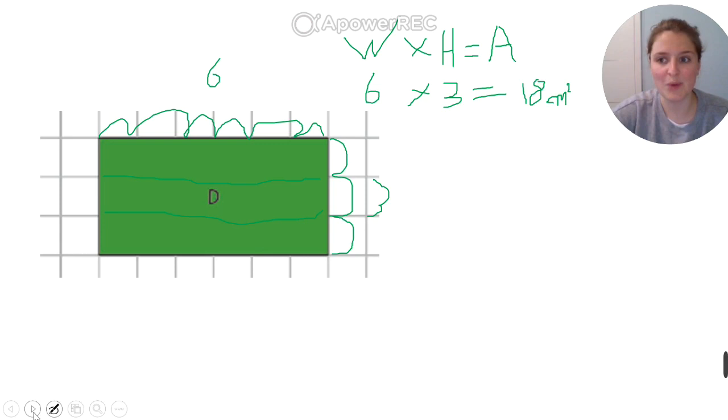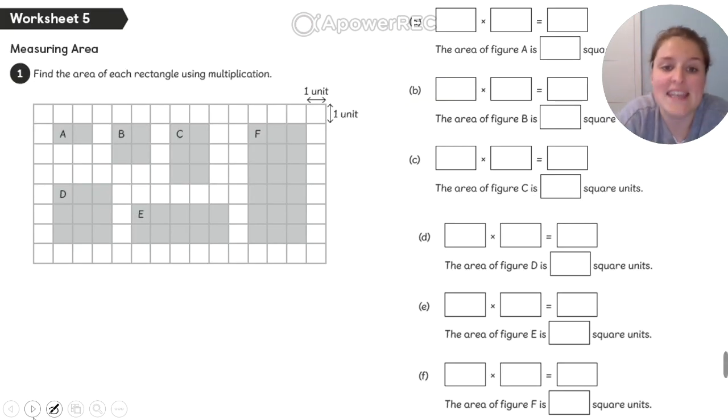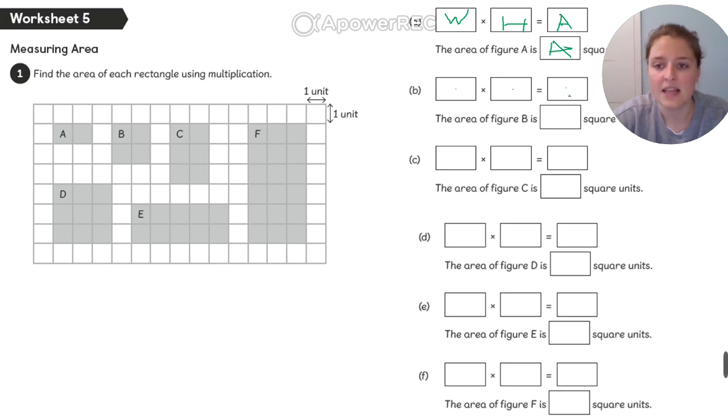Okay, next one. So now you have got some shapes here to have a go yourself. So pause the video in a second, and here you are going to put whatever the width of shape A is. So here is shape A, and you're going to put the width of the shape times by the height of the shape, and then you're going to put the area. The area of figure A is, and then you're going to put the area again. So width, height, area, area.